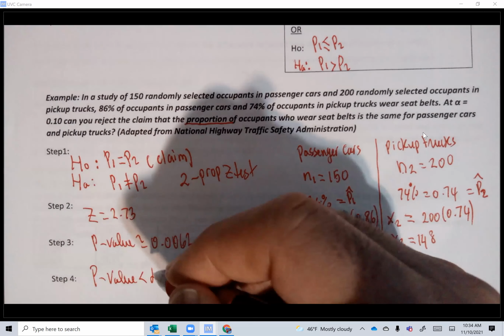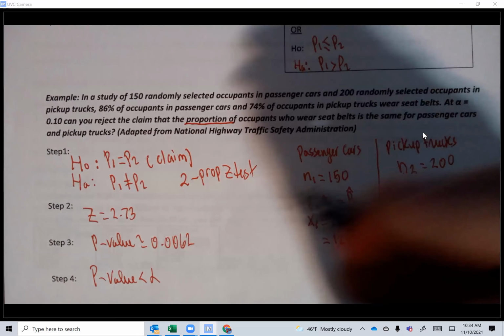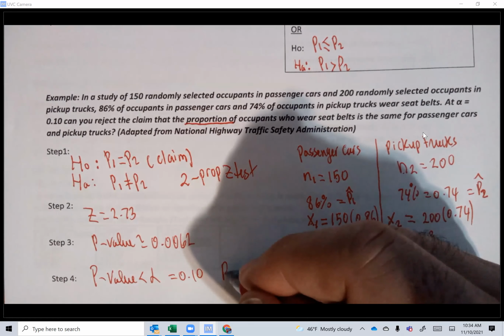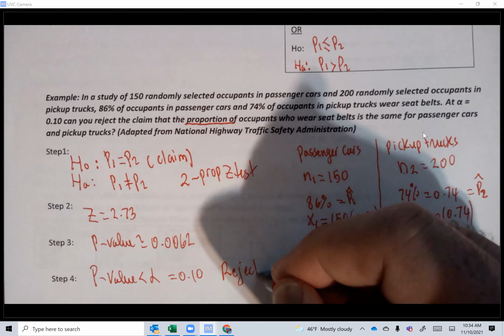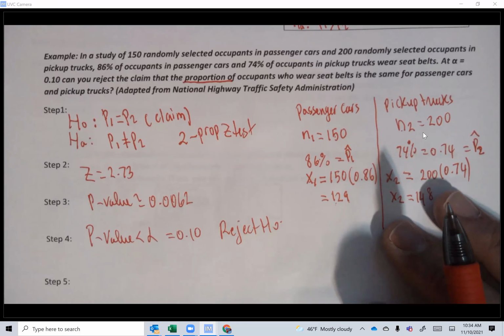P-value is less than alpha. Whatever alpha, I don't even care what alpha is. Reject H0. Okay. Remember, the claim is in H0 and we reject H0. So what do we say here?